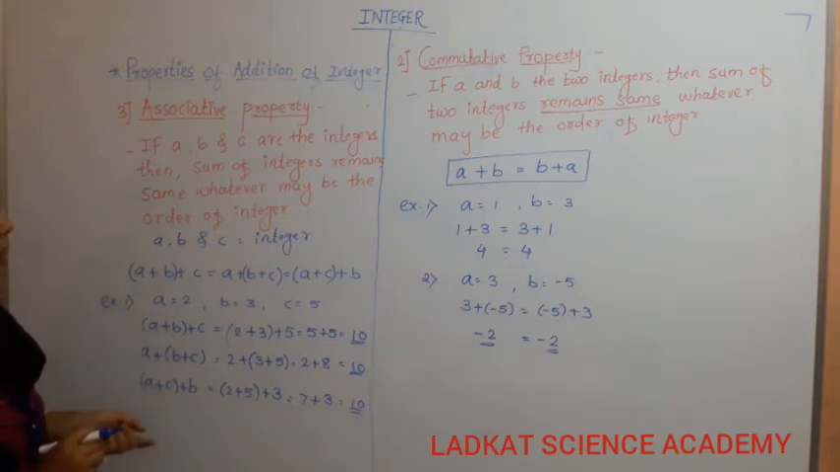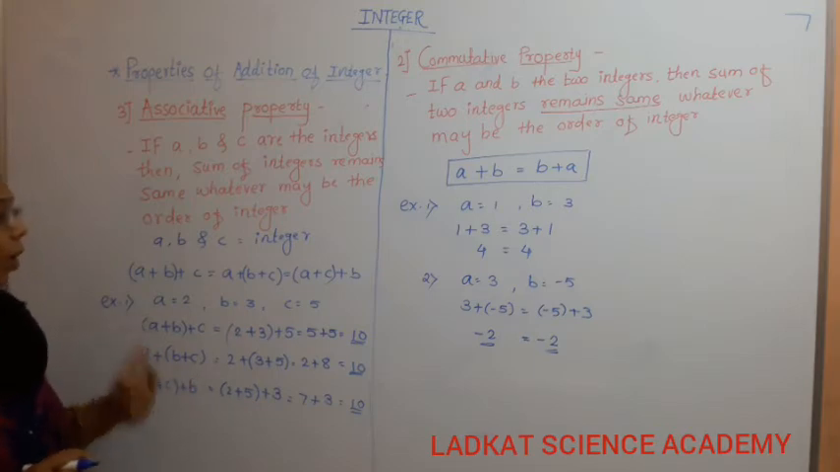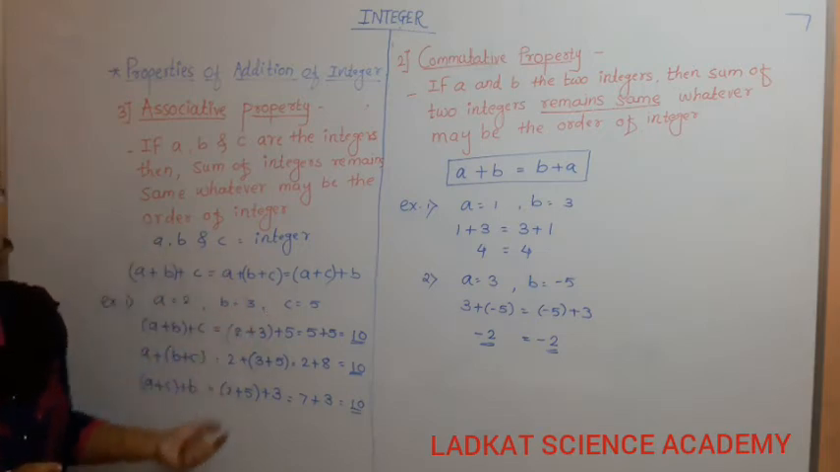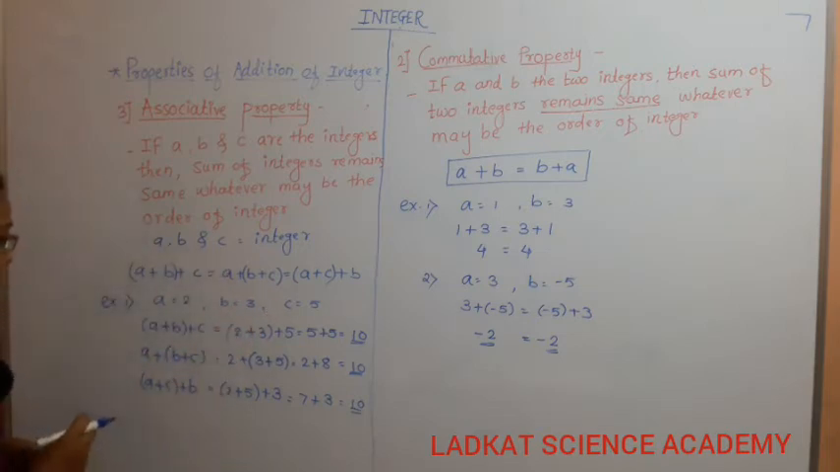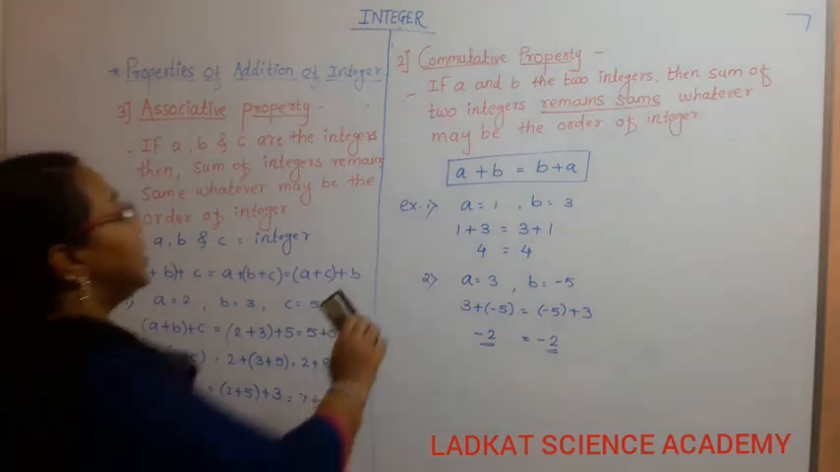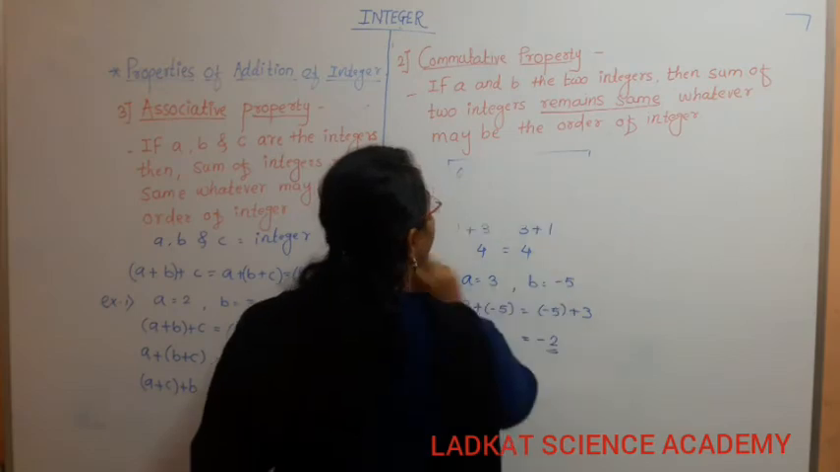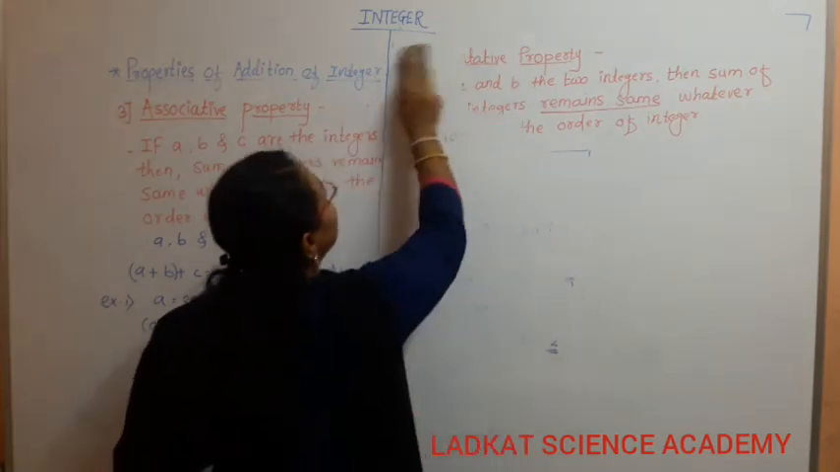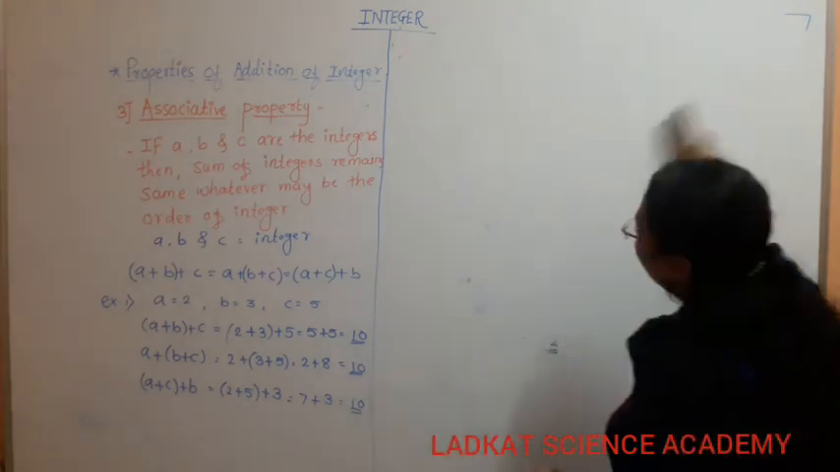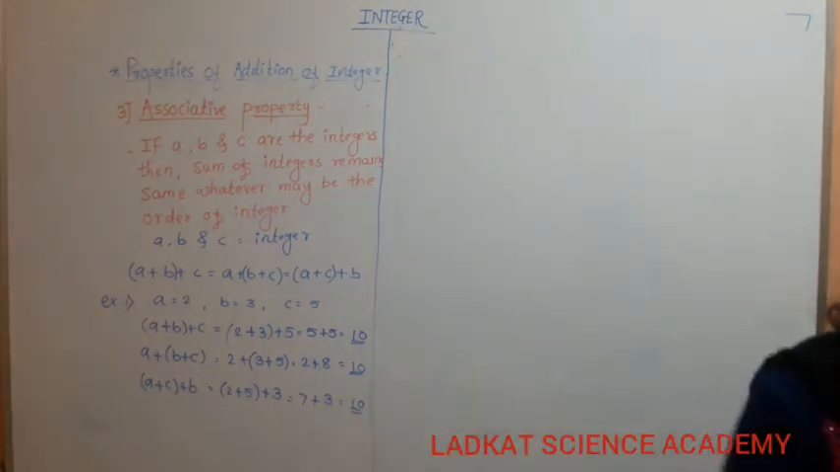This associative property states that the sum of three or more integers remains the same whatever may be the order of the integers. We will take the second example for that. One is a negative integer we have taken here, and two are positive integers. We will see one more example in the associative property.